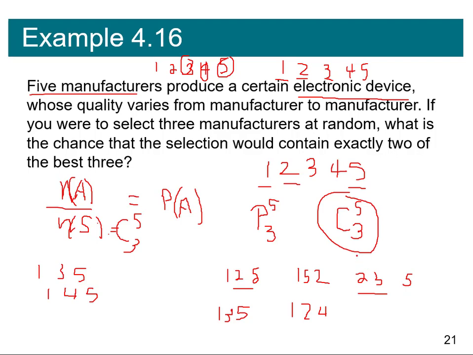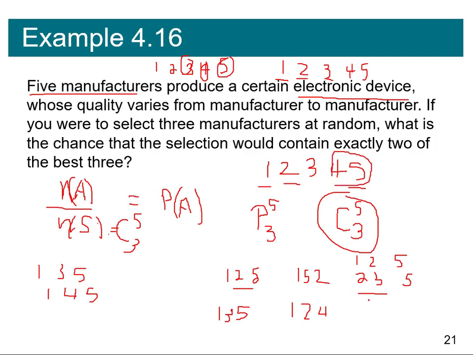Another way is we could choose 1 and 2 from the top 3, and then we have to choose 1 from over here. So maybe we choose 5 again here. That's another way that the event A could happen, another way that we could choose exactly 2 of the best 3. So we have to decide how we're going to choose 2 of the best 3, and then what the other one is going to be as well. The other one has to come from here.